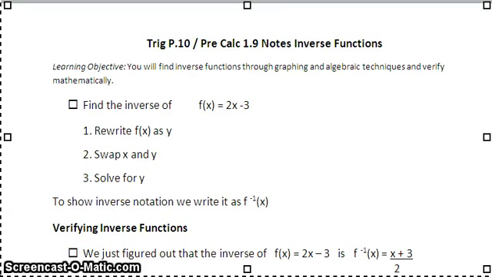This video will cover Trig P.10 and Pre-Calc 1.9 notes. This will be part 1 of the video. The topic for this video is dealing with inverse functions.